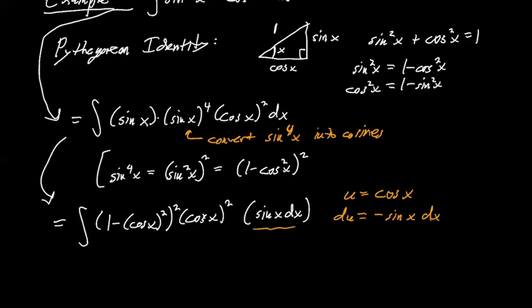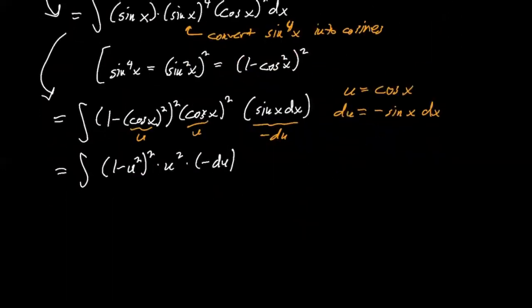So this is minus du, this is u, this is u. And so this becomes the integral of (1 minus u squared) squared times u squared times negative du. And this is better because it's a polynomial. Still some work to do. You do need to FOIL this out, right?